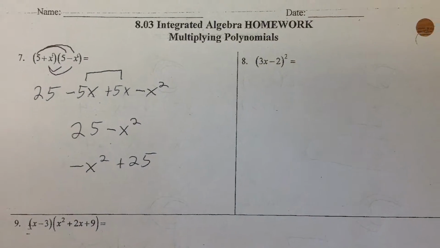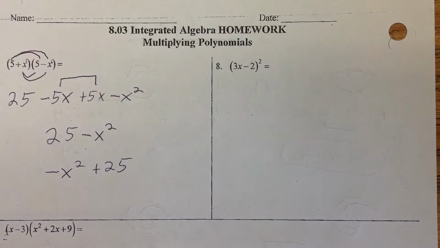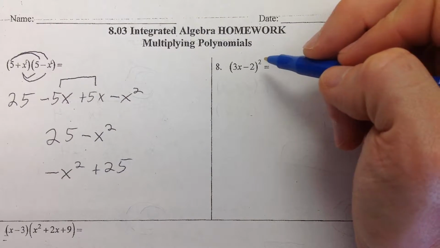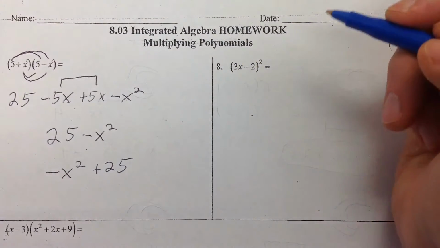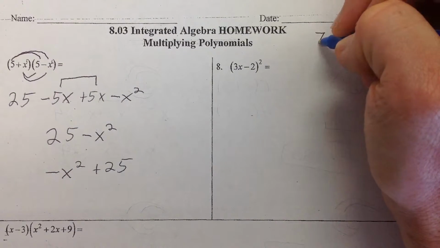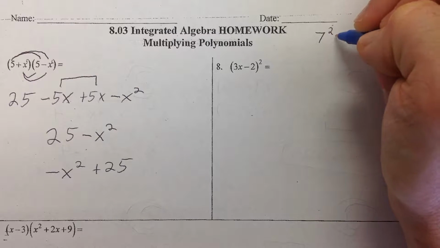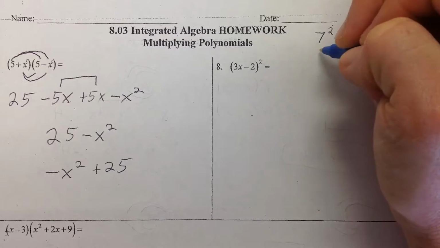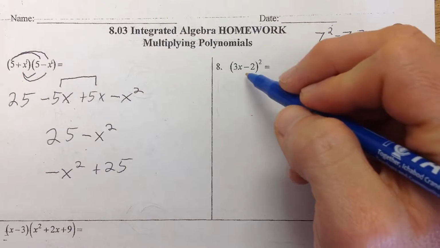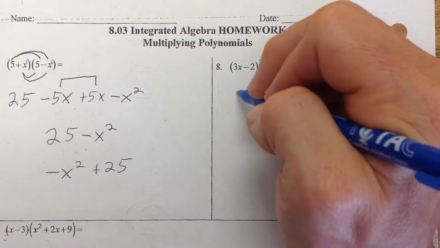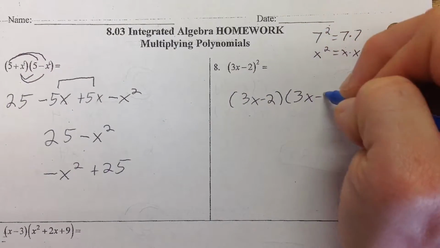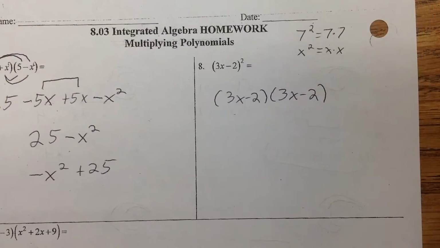Let's take a look at number 8, because I would say number 8 is the one that gets goofed up the most. Kids see this square and they're not quite sure what to do. They're like, oh, do I just square this and just square this? Unfortunately, it's not that easy. What you have to remember is something like 7 squared is 7 times 7. Something like x squared is x times x. So something like 3x minus 2 squared is 3x minus 2 times 3x minus 2.